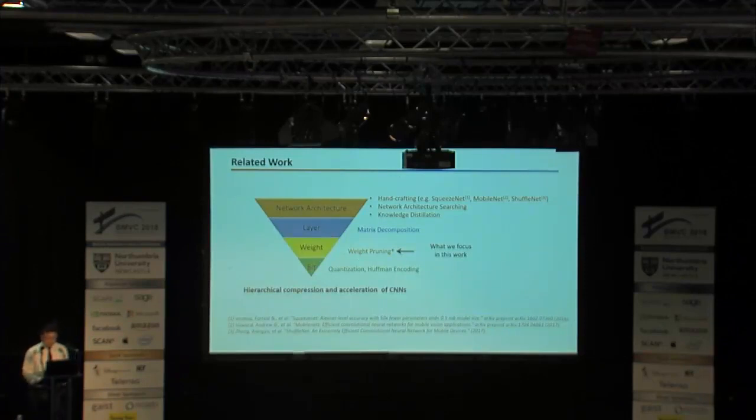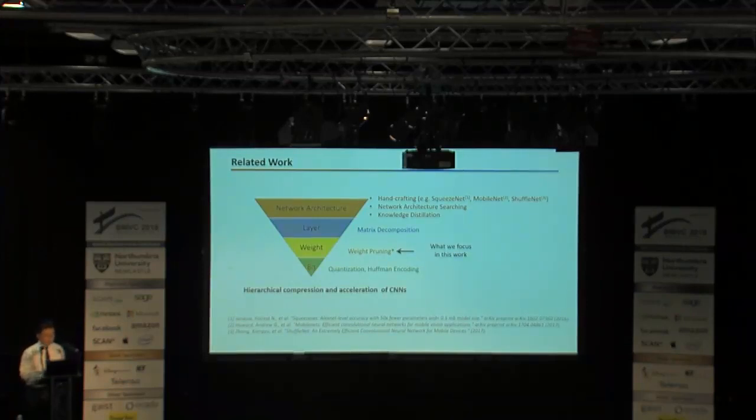So previous work indicated that there are several levels of convolutional neural network compression and acceleration. The first level is the network architecture level, which is to design very small networks to do the recognition or detection task. In recent years, there are some networks such as SqueezeNet, MobileNet, ShuffleNet. They are all small networks which require less computation.